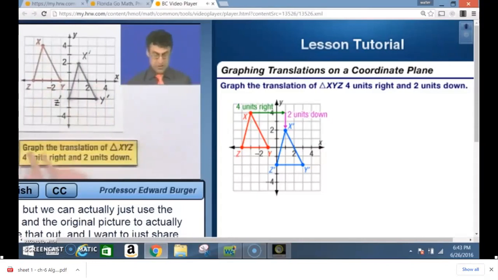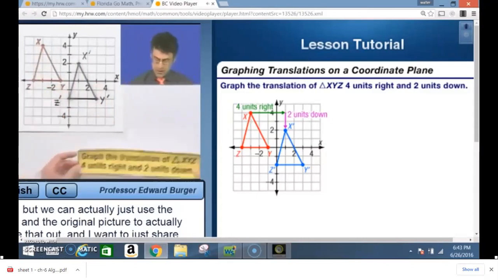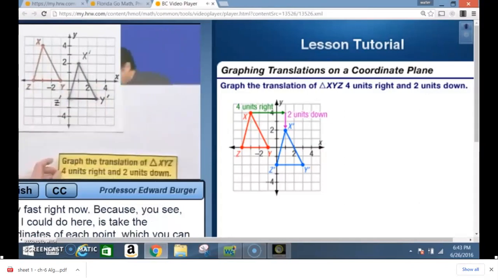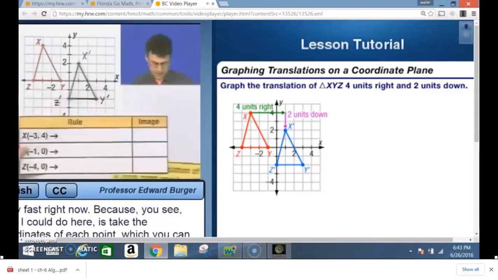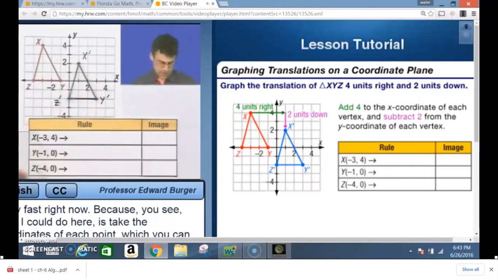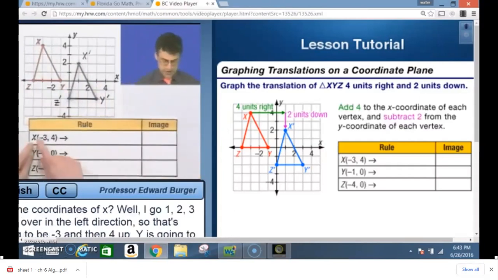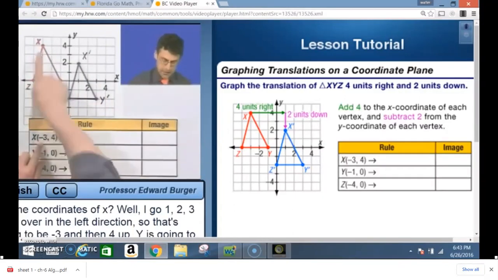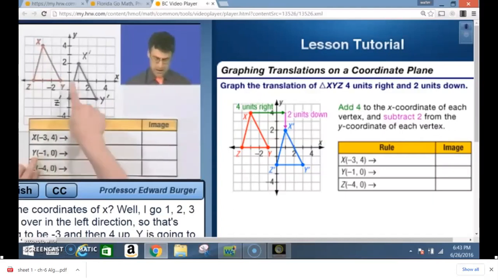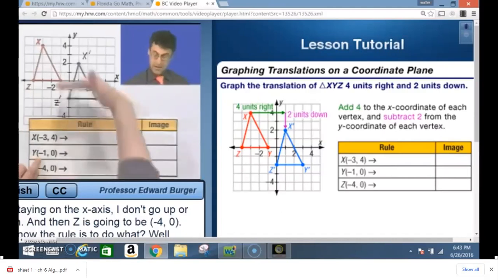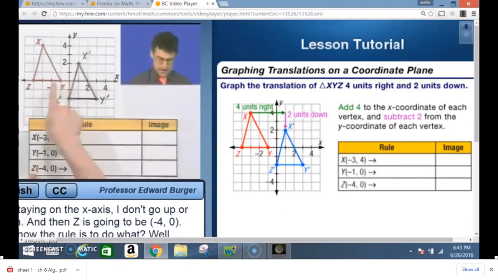But we can actually just use the rules and the original picture to figure that out. And I want to share that with you really fast right now. Because what I can do here is take the coordinates of each point, which you can find. For example, what's the coordinates of X? Well, I go 1, 2, 3. So then you see that we are going to translate the original points with a rule. So it's going to be -1 and then 0, because I'm staying on the x-axis and I'll go up or down. And then Z is going to be -4.